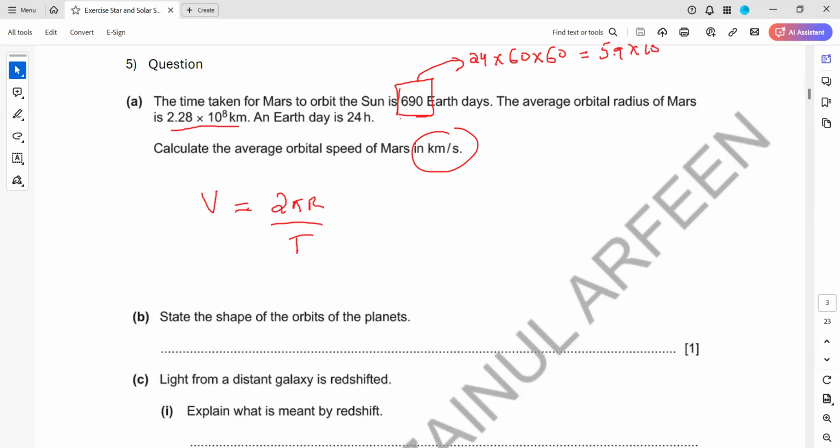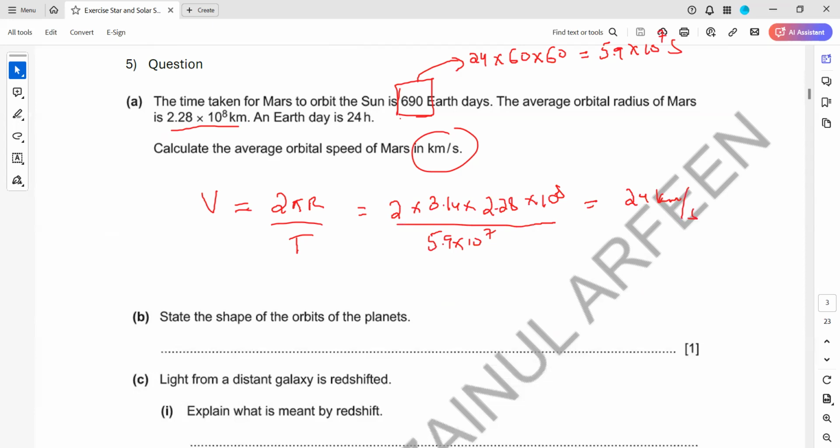So 5.9 into 10's power 7 seconds. Now we need the orbital speed, so it will be 2 pi, where pi is 3.14, the radius is 2.28 into 10's power 8. We don't have to convert because they already mentioned we need the answer in kilometer per second. Divided by the time interval, which is 5.9 into 10's power 7. So when we divide, it will be about 24 kilometer per second.